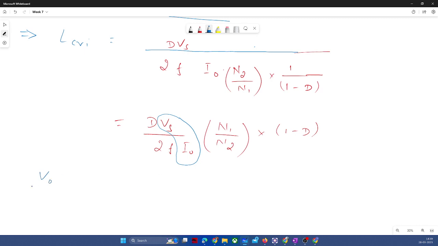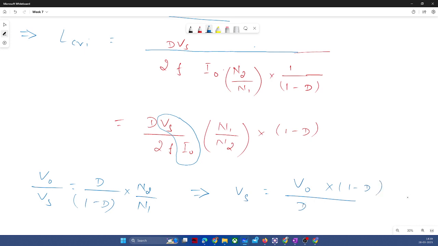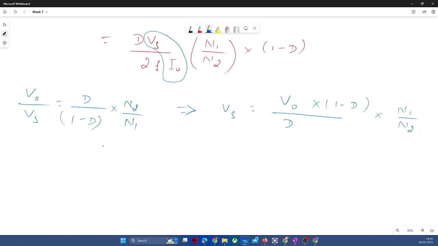So we know that V naught by Vs is nothing but d by 1 minus d into n2 by n1. So if we try to write Vs in terms of V naught, we can write it as V naught into 1 minus d divided by d into n1 by n2. If you just plug in this Vs value here, you will get the value of L critical in terms of resistance, because once V naught comes here and I naught is anyway present, V naught by I naught should be R. So let me just plug in that value.